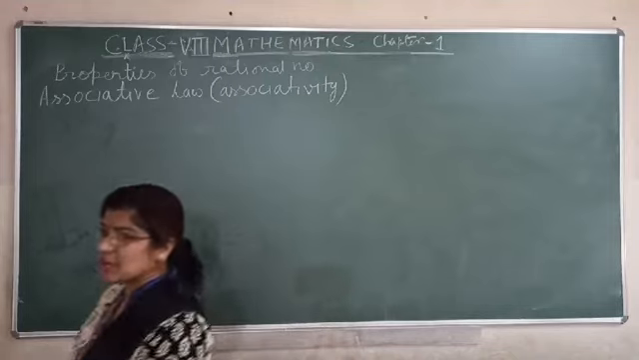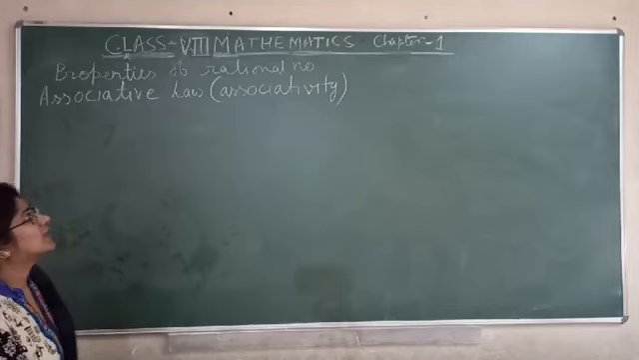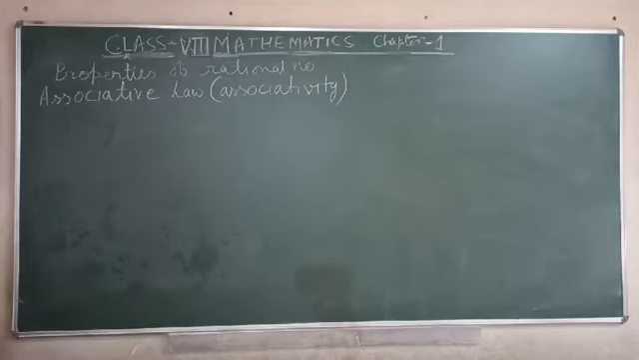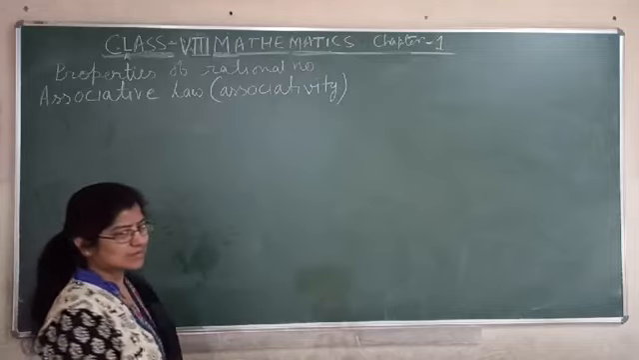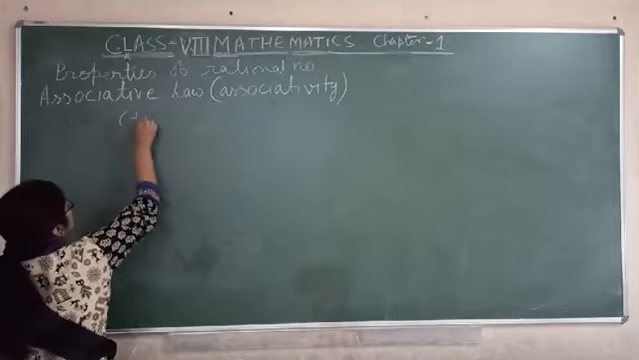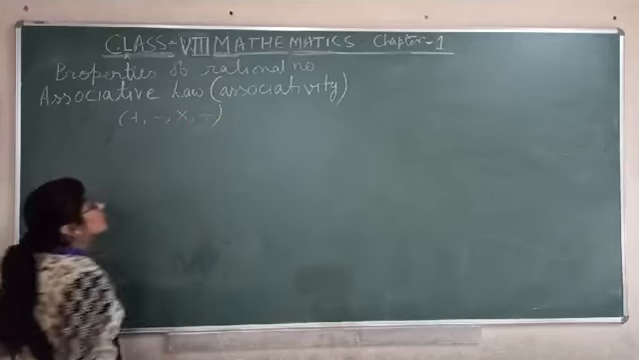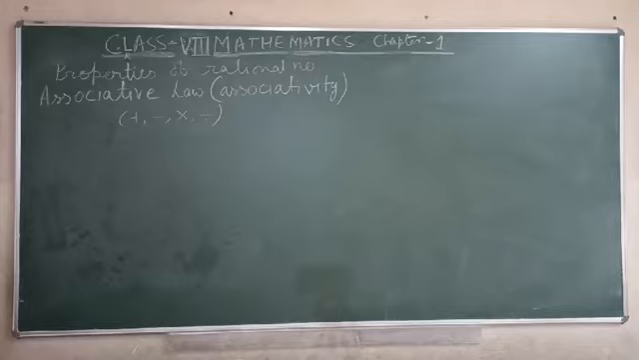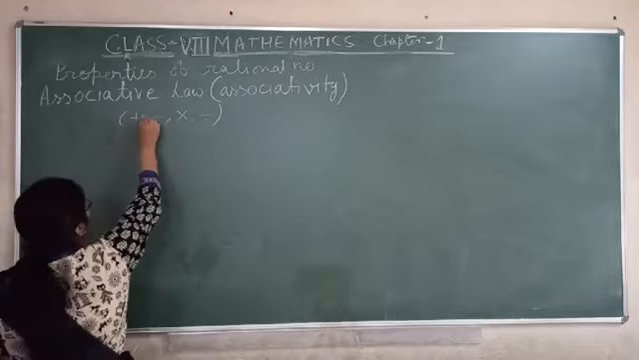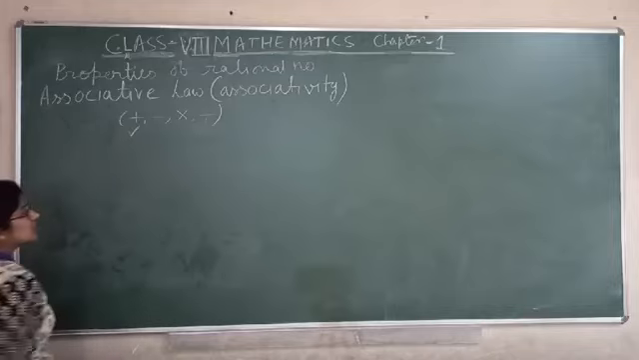number. Already I told you about closure property, commutative property, and next property, associative law or associativity. So what is associative law? In maths, we have 4 operations: addition, subtraction, multiplication and division. We will apply this law for all these 4 operations. So let's start from addition.